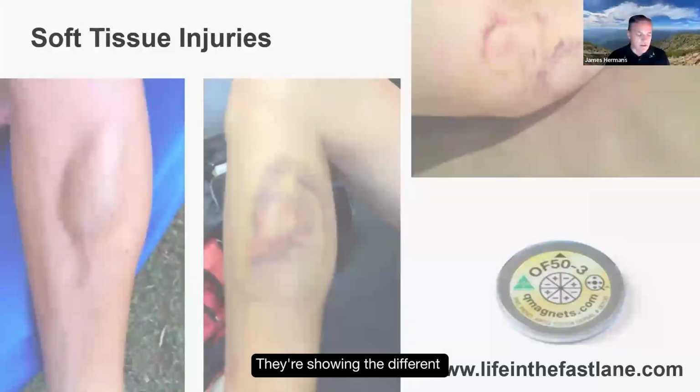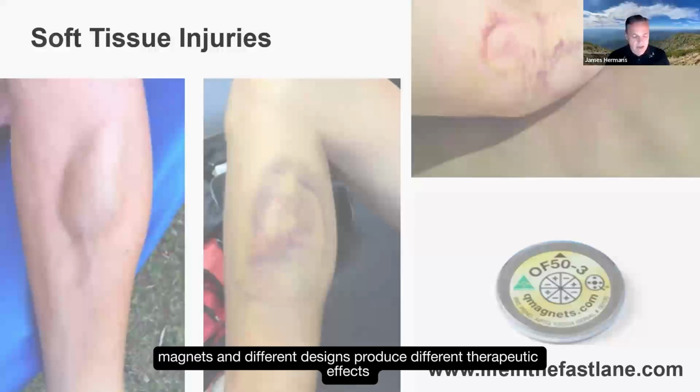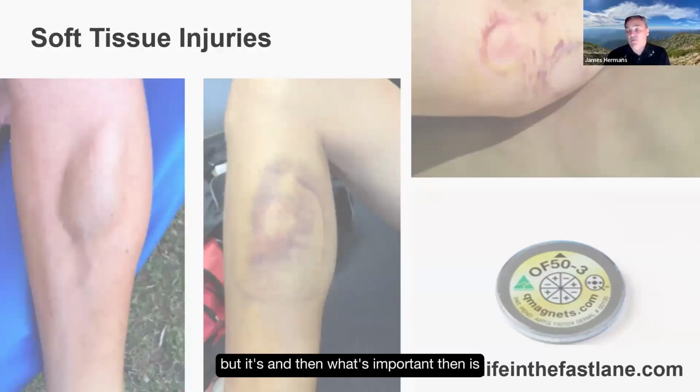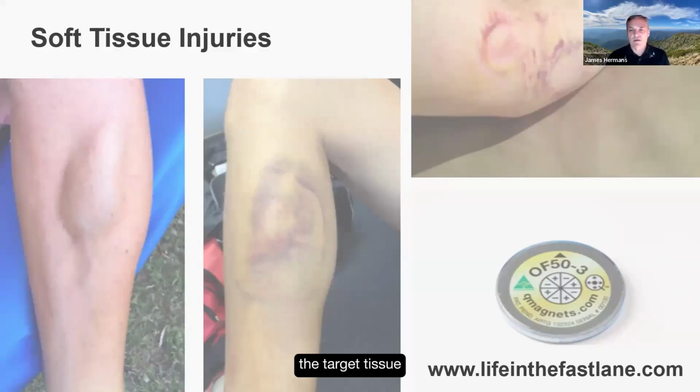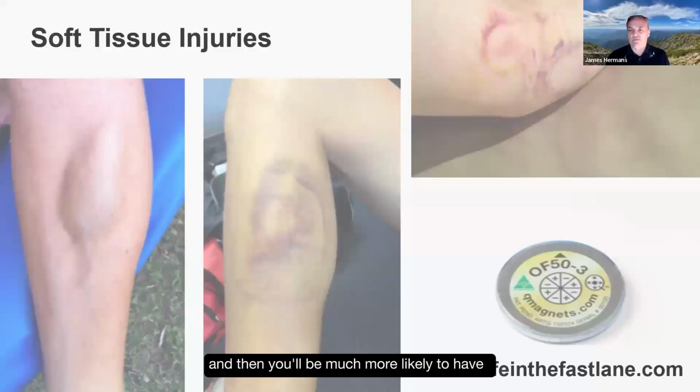So there you're showing that different magnets and different designs produce different therapeutic effects. And then what's important is the application. It's horses for courses. You put the right magnet on the right indication, where the magnetic field will envelop the target tissue, and then you'll be much more likely to have a positive effect, a benefit.